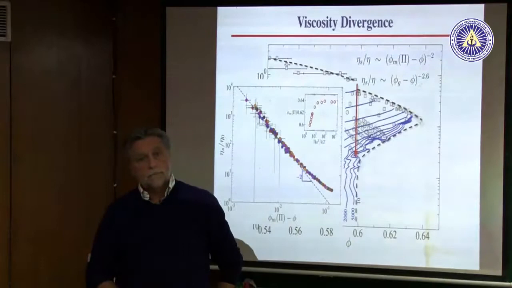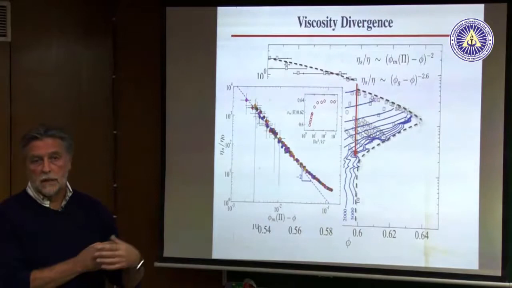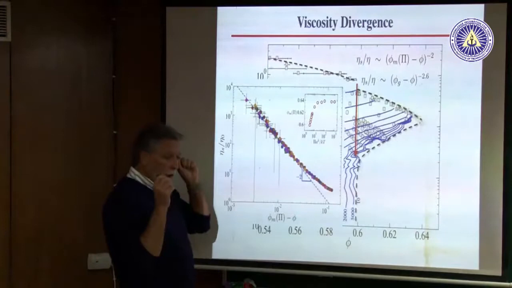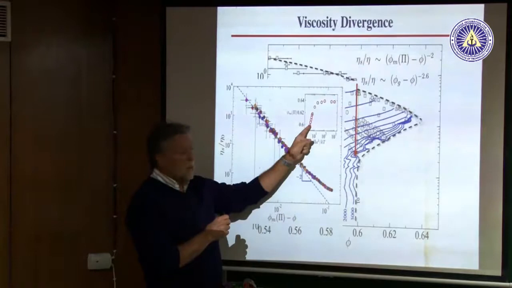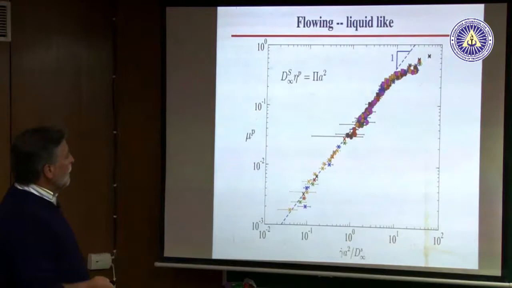So this fact that you see minus 2 doesn't mean that they're wrong. It's just how you get there can be different. I think that's the most important message to take home from that, plus the fact that, according to what we find, Brownian motion only changed where the maximum packing was, not how the viscosity diverged. That's an important conclusion, when it flows as a liquid.